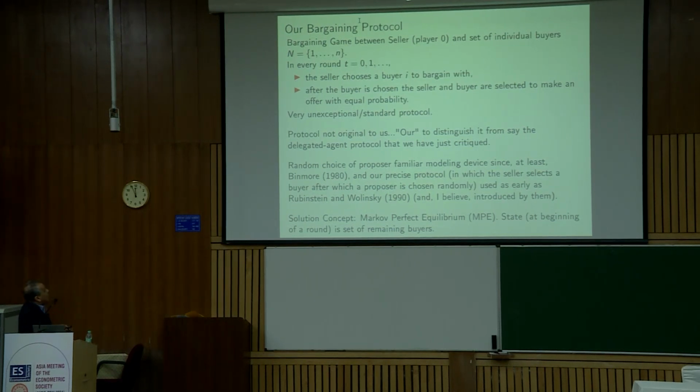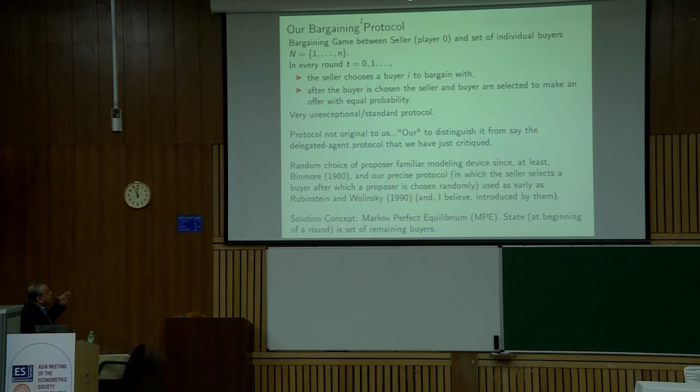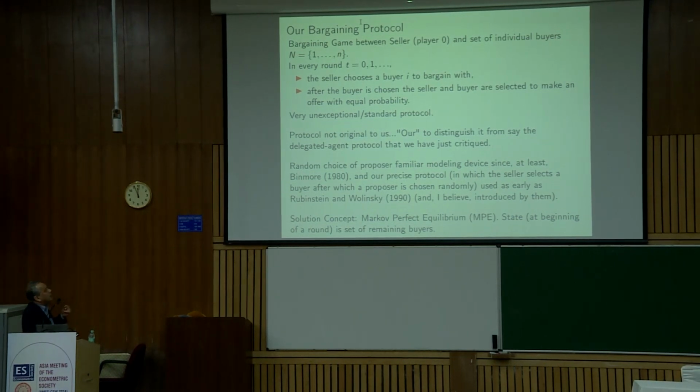So our bargaining protocol is the following. The seller chooses a buyer to bargain with in every round. After the buyer is chosen, the seller and buyer are selected to make an offer with equal probability. I indicated that this was the protocol earlier. It's a very standard protocol. It's not original to us. I say our to distinguish it from the Lee protocol.